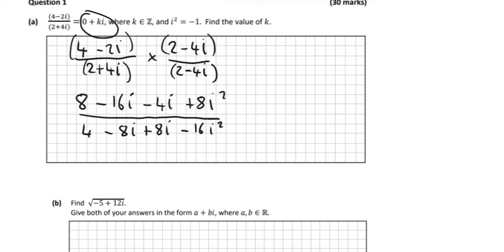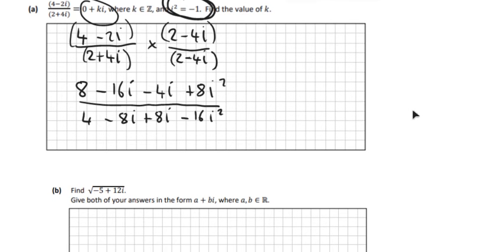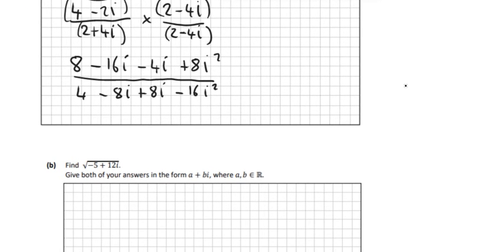Now the thing about complex numbers, and it tells you up here in the question, is that i squared will always be the same thing as minus 1. We don't need to go into why that is, but anywhere you see an i squared, so here and here, you can replace both of those with a minus 1. So I'm going to write out the same thing again: 8 minus 16i minus 4i, and then 8 times minus 1 on top will just be minus 8.